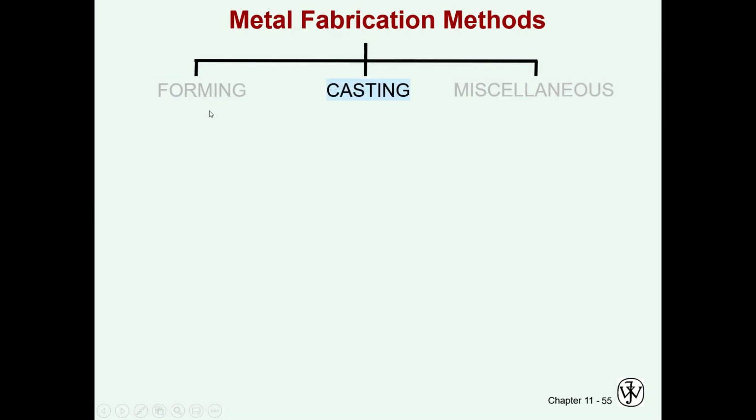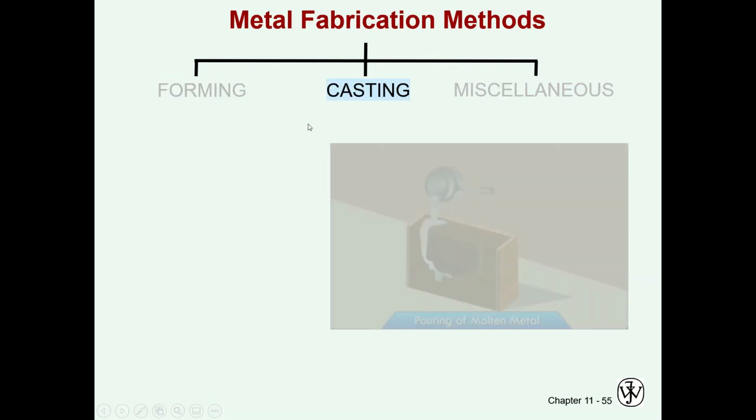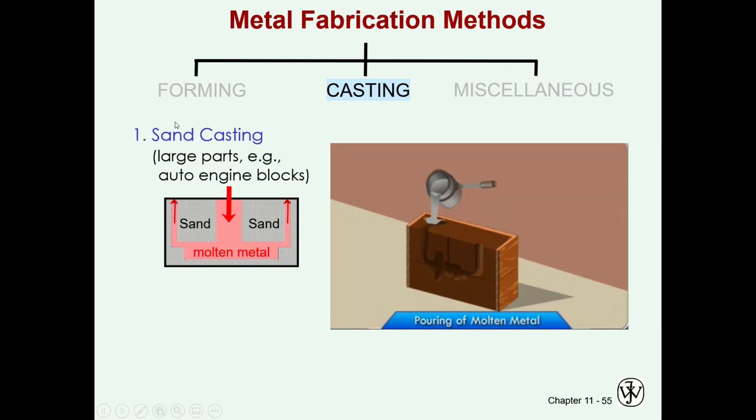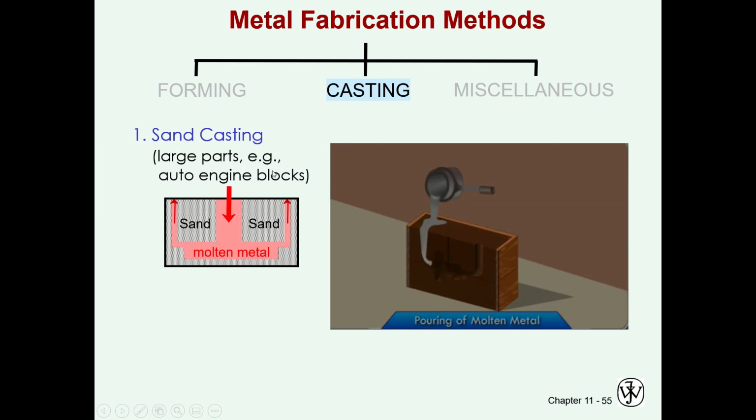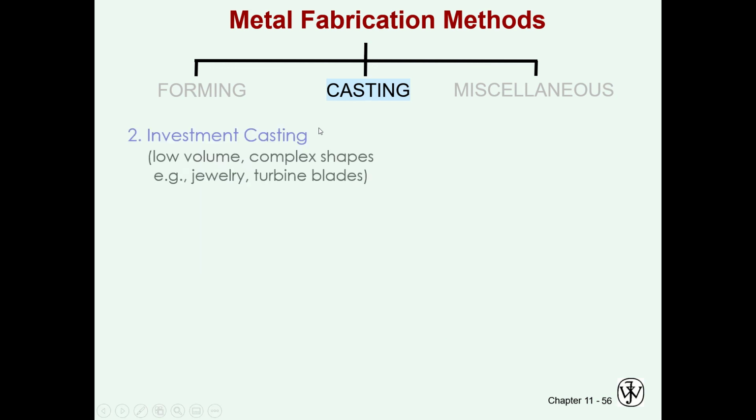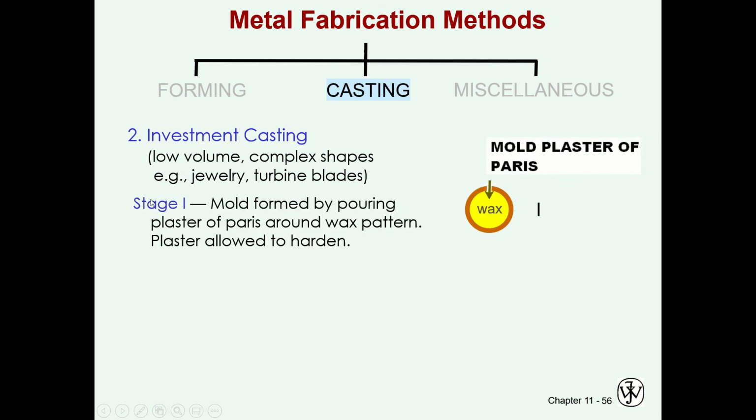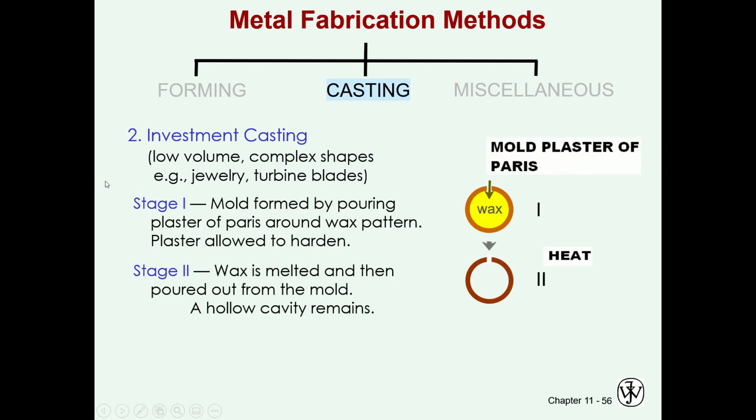So we're done with forming, and now we're talking about casting. The first type of casting is by using sand. Sand casting is used when we want to produce large parts. So this is the process of casting. The second one is investment casting. This type is used when we are producing low volume, for example, jewelry.